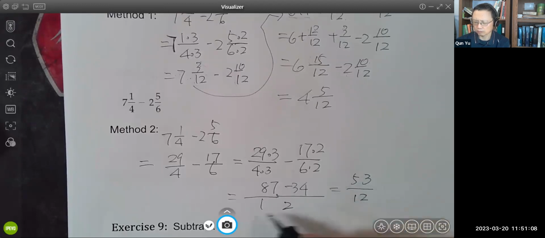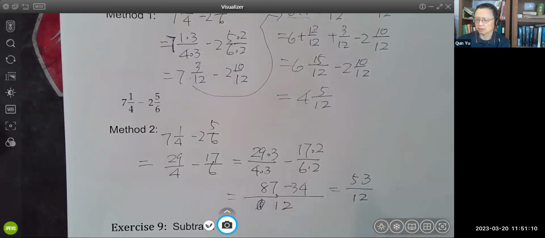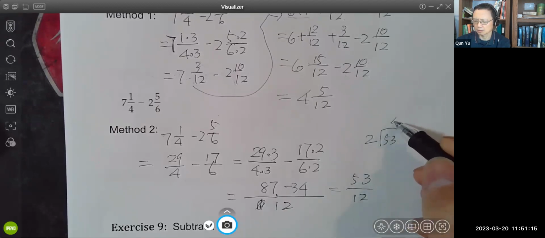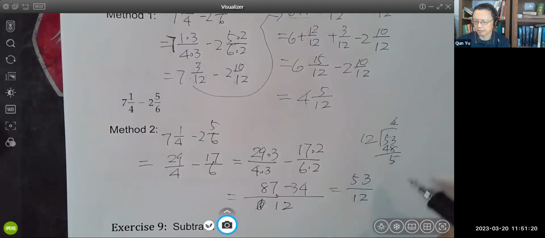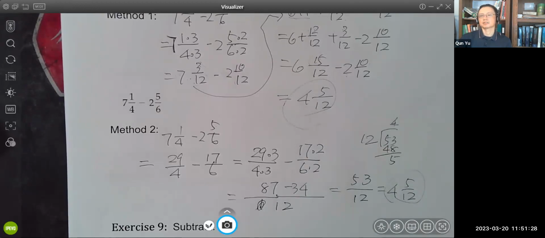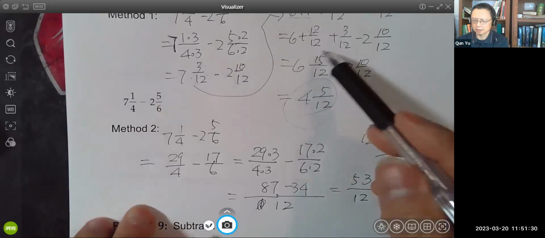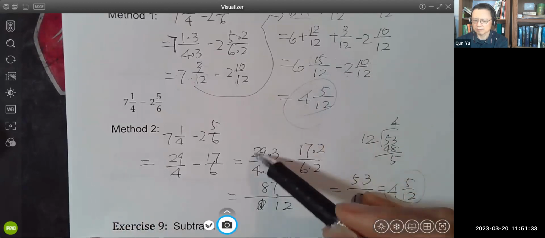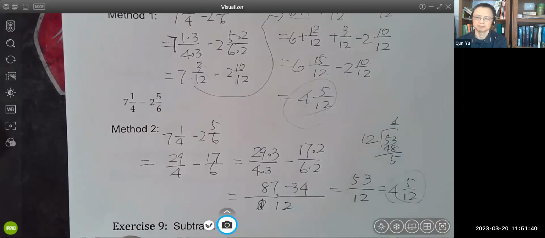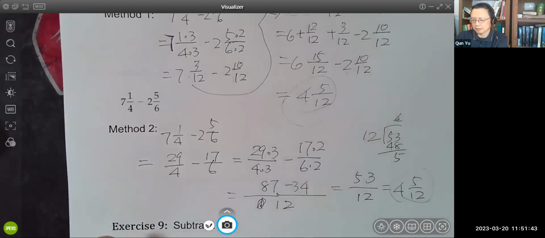53 over 12. Now let's use 53 divided by 12 to get 4 on the top. That's 48. The remainder is 5, right? So 4 and 5 over 12. And that is the same thing. But the advantage of this method is that you don't need to deal with larger numbers in your calculation. You don't need to convert it back to a mixed number by doing the division either. It's up to you which method you use.